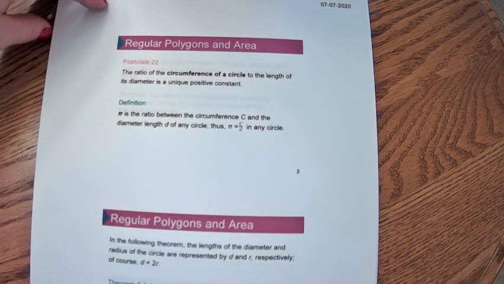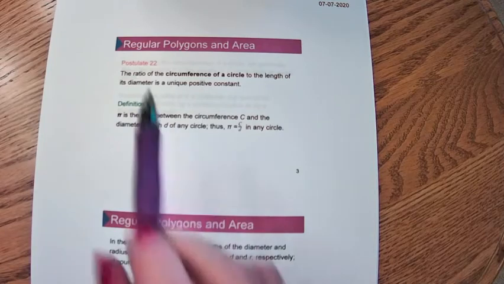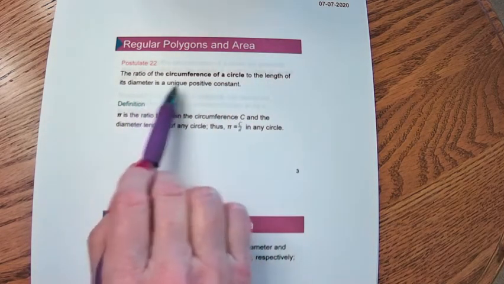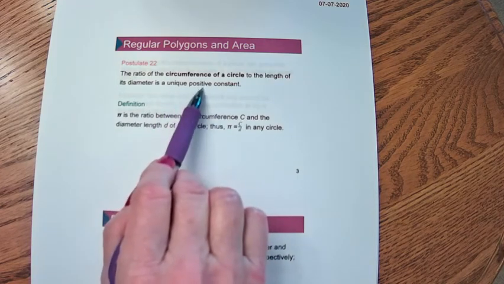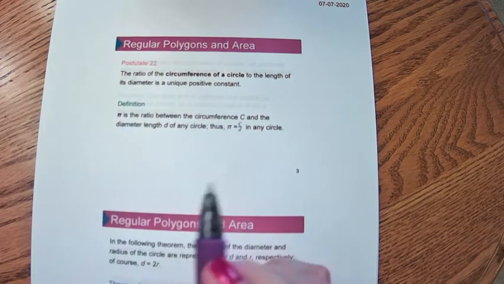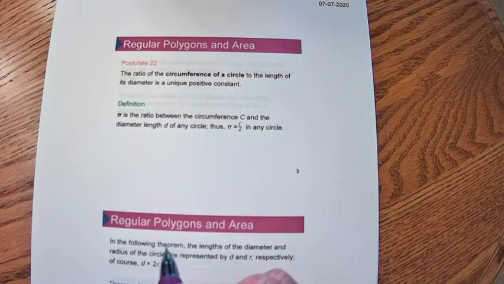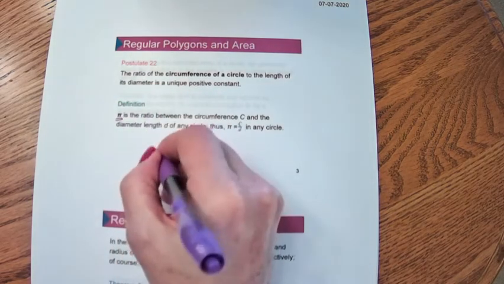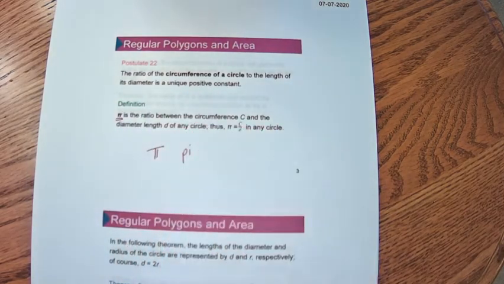The ratio, again, which is a quotient, numerator to denominator, the ratio of the circumference to the length of the diameter is always a unique positive constant. It wouldn't be negative, and it is defined as pi. That is the Greek letter pi. Pi is the ratio between the circumference and the diameter of a circle. And pi is the ratio of the circumference of any circle to that circle's diameter. That is the constant.